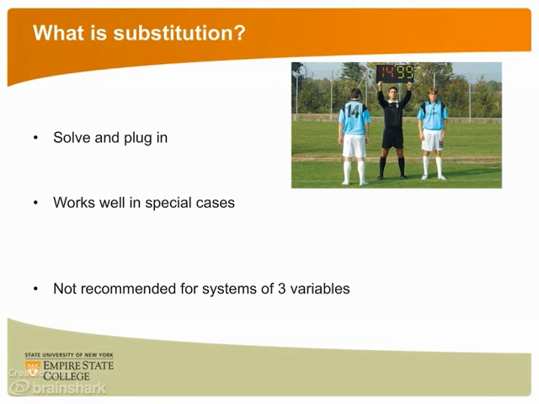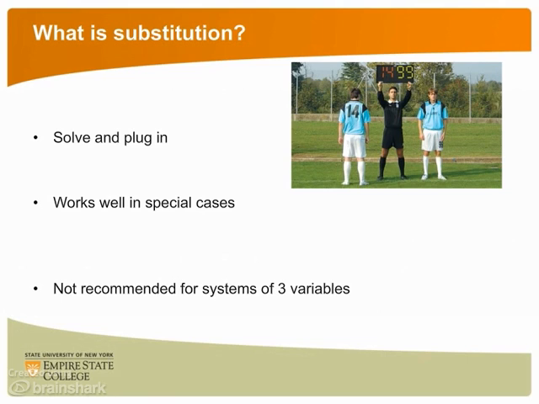Solving a system of equations requires breaking the problem down into a more manageable size. You want to change the problem from 2 or more equations in 2 or more unknowns into a single equation in one unknown. One method to do so is substitution. The general idea of substitution is to solve and plug in. This works fairly well for systems of 2 equations, 2 unknowns, and other certain cases. Substitution is not a recommended method for solving systems of 3 or more unknowns.